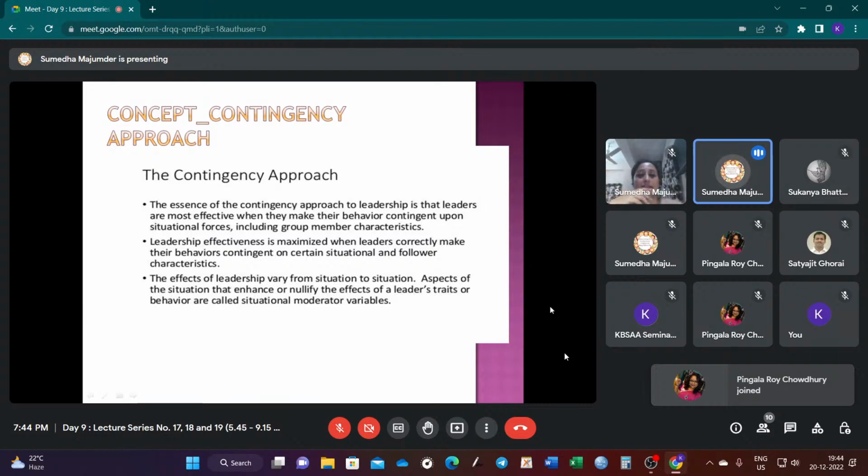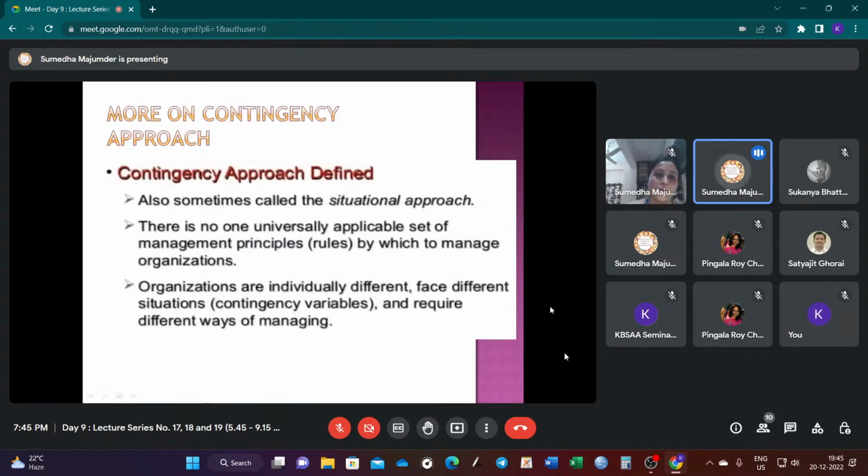So that is why the contingency approach is also considered the situational approach, and it is believed that the effectiveness of leadership varies from situation to situation. So that means the dynamics of leadership is very important, and flexibility of the leadership quality of the management is also very important. So that is the contingency approach.